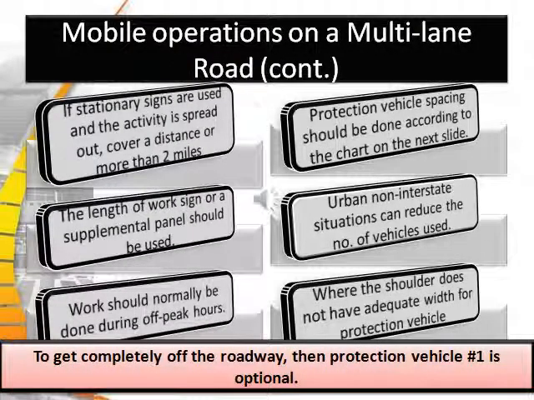If stationary signs are used and the activity is spread out to cover a distance of more than 2 miles, then the length of work sign or a supplemental panel should be used. Work should normally be done during off-peak hours. Protection vehicle spacing should be done according to the chart in the next slide.